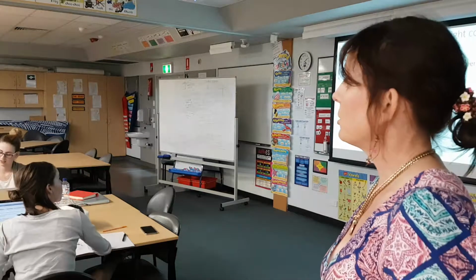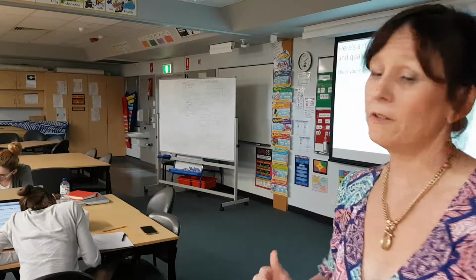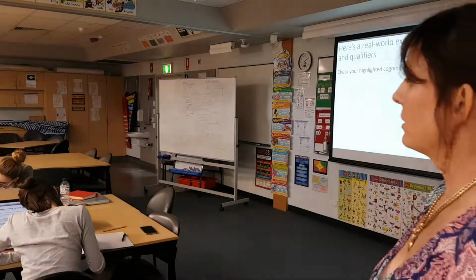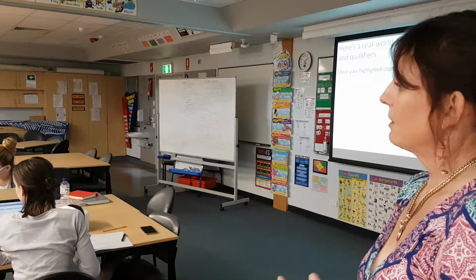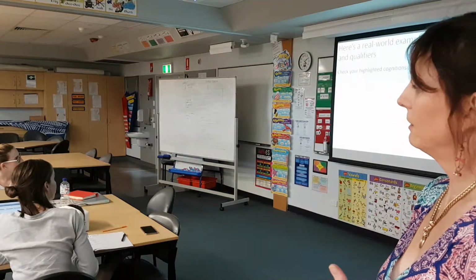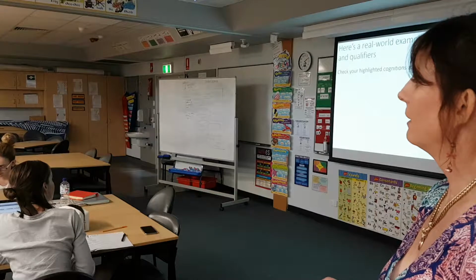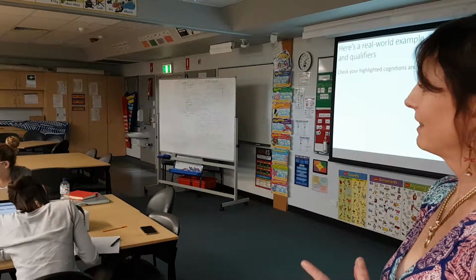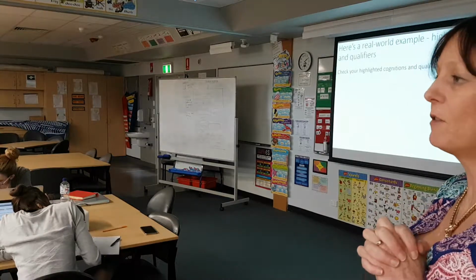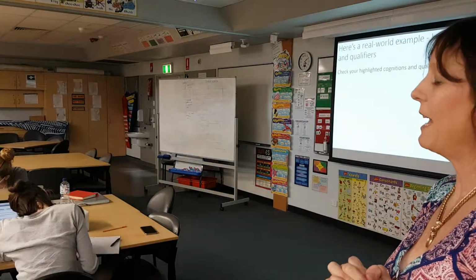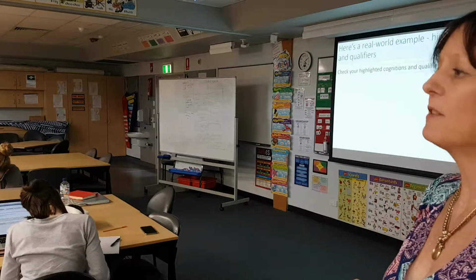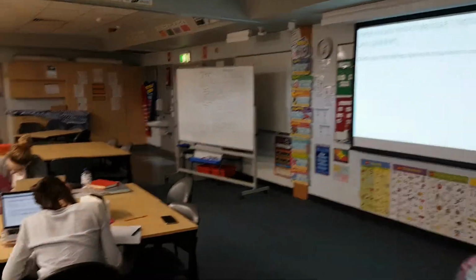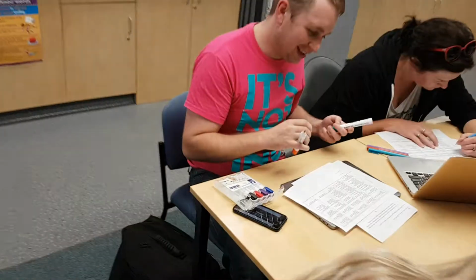So what this is basically doing is checking what you've just learned and now understand. This is a recall kind of activity. Can you identify the cognitions and the qualifiers? Cognition is what the student is doing. Qualifiers are discerning or effective. Cognitions are analyse, evaluate, identify, sequence, organise. So what's the terminology? Cognitions and qualifiers. Highlight them in different colours.